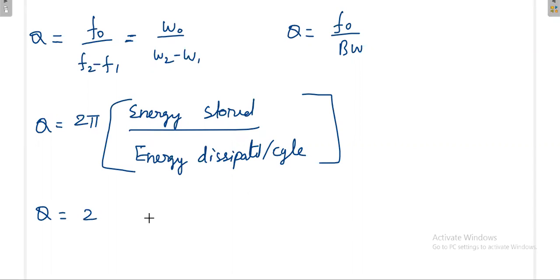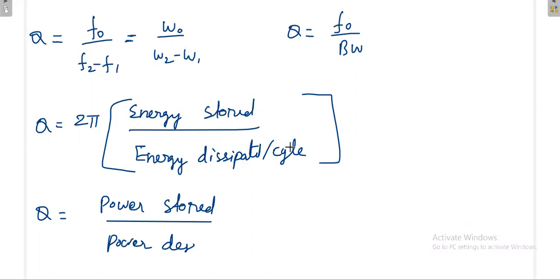Without confusion, Q is equal to power stored divided by power dissipated. For example, a practical inductor will have some series resistance along with the inductor. Say the current is I. Now, what is the energy stored?